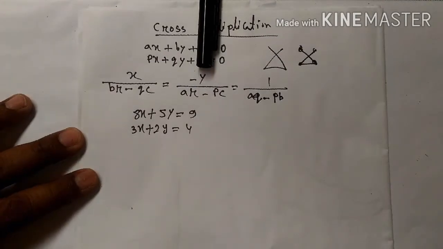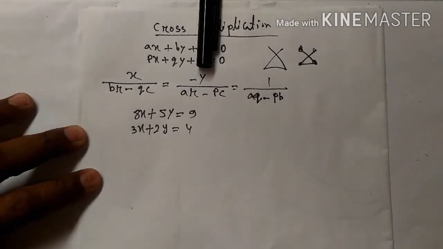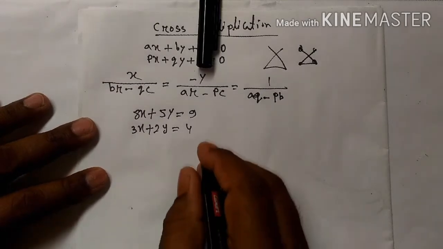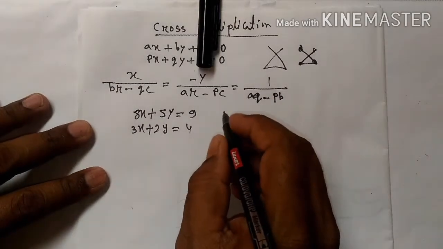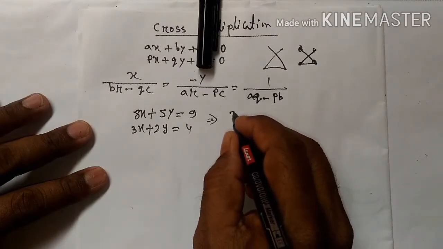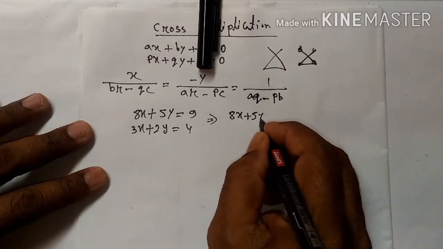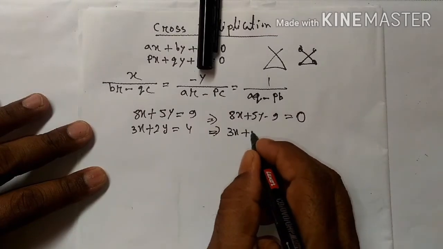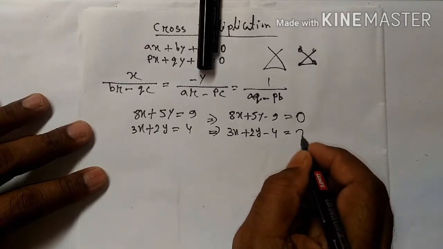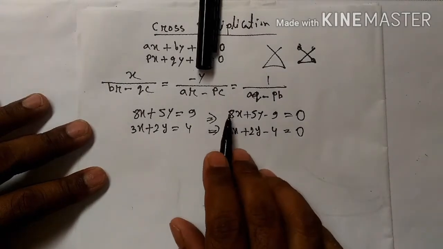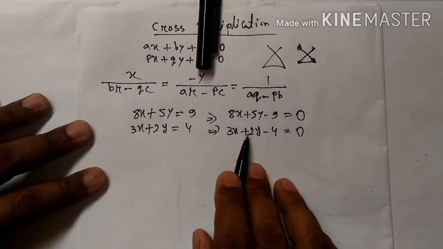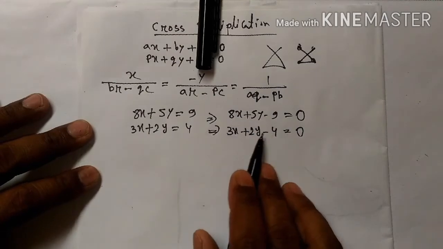Now I am taking one example. Suppose you have to solve 8x plus 5y equal to 9 and 3x plus 2y equal to 4. At first you have to convert the right hand side into 0. So it becomes 8x plus 5y minus 9 equal to 0, and this becomes 3x plus 2y minus 4 equal to 0. The constant terms are 8, 5 and minus 9, and here the constant terms are 3, 2 and minus 4. You have to use this one.